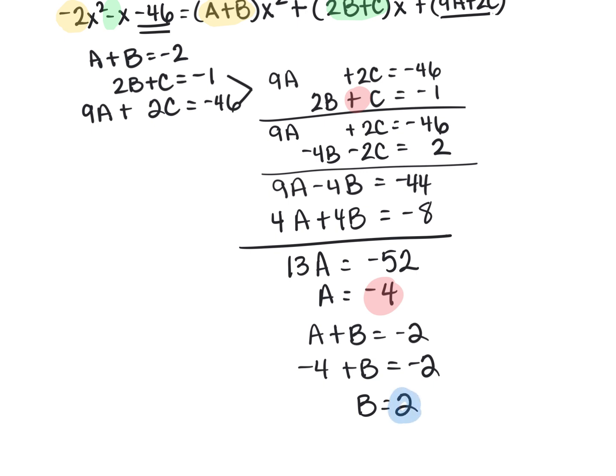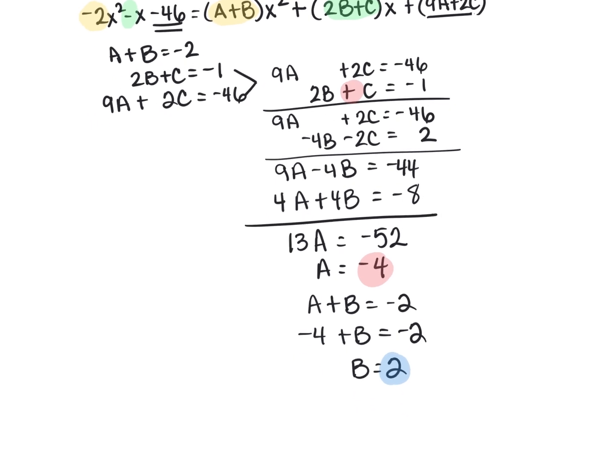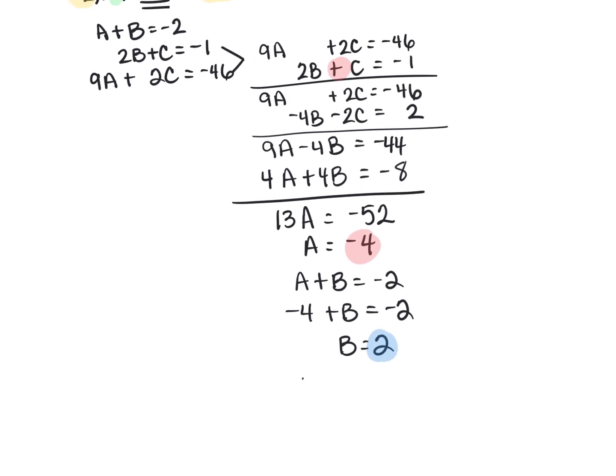And last but not least, if I use these two and I plug it into one of the equations with c in it. So I can do b plus c, or I can do 9a plus 2c. It doesn't matter which one we use. I'm going to use the 2b plus c is equal to -1 because my numbers are smaller. So I have 2 times 2 is 4 plus c is equal to -1. And that gives me that c is equal to -5. So there are my three numbers.